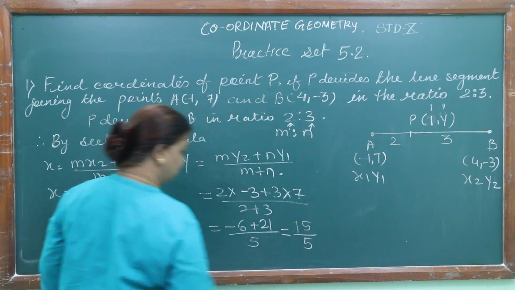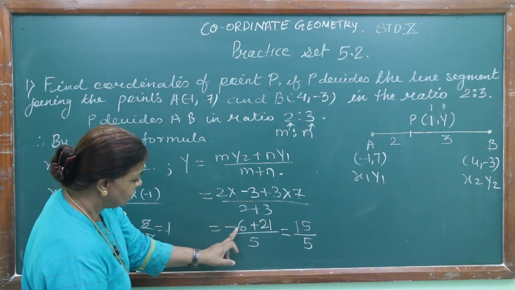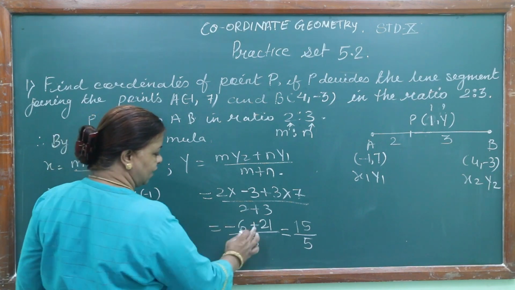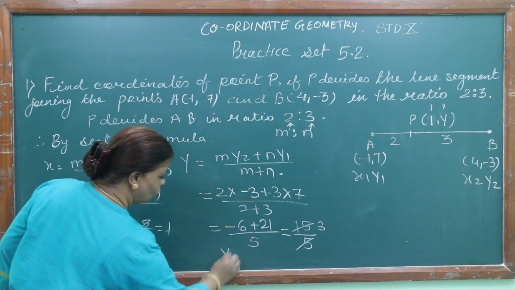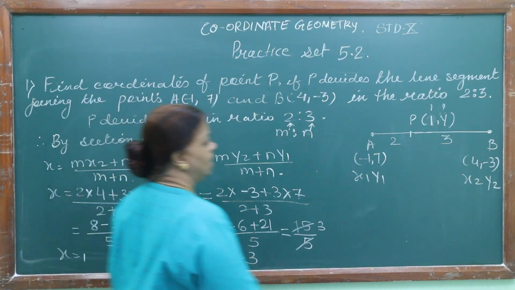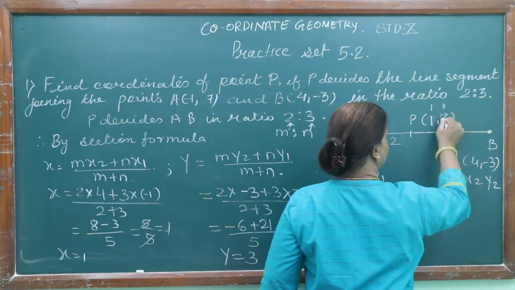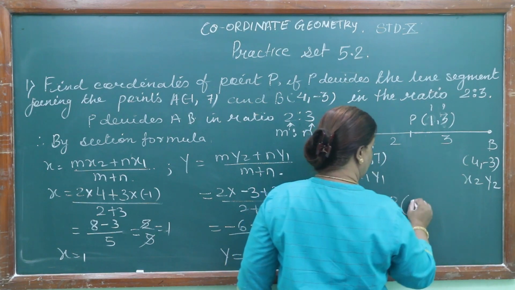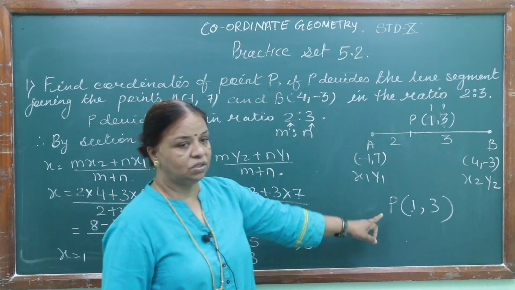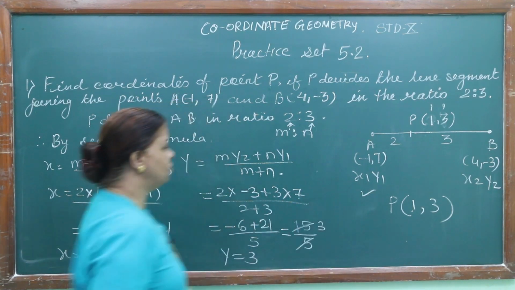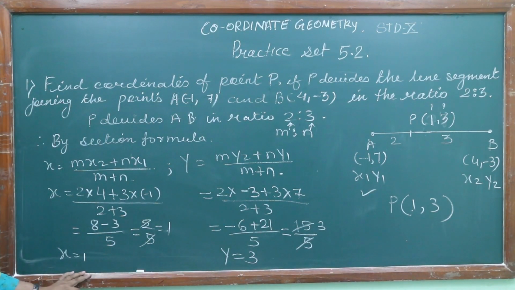15 upon 5. 15 plus 6 would be 21. Okay, sign of the greater number, that is plus. 5 3s are 15. So we got a y coordinate as 3, and here y coordinate we are getting 3. So P is 1 comma 3, x is equal to 1 and y is equal to 3. You can pause the video and you can solve the sum, children.